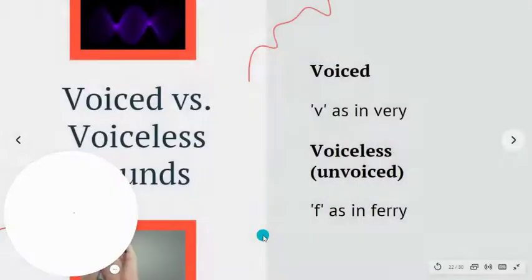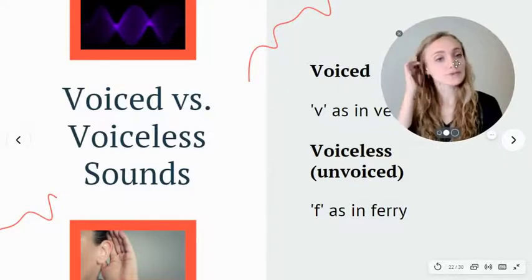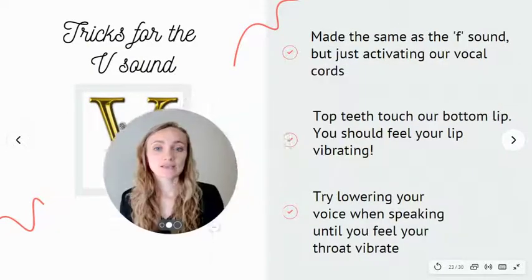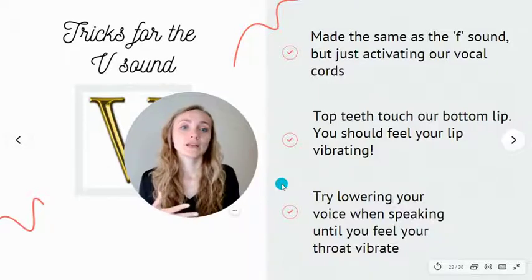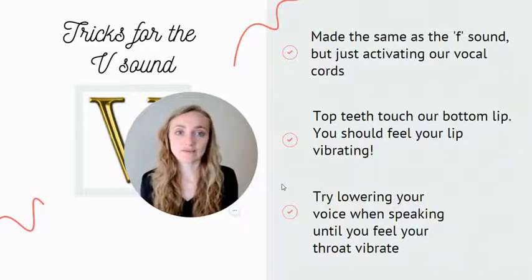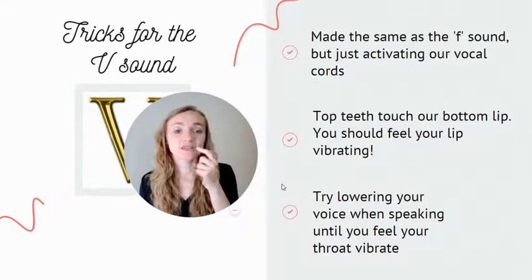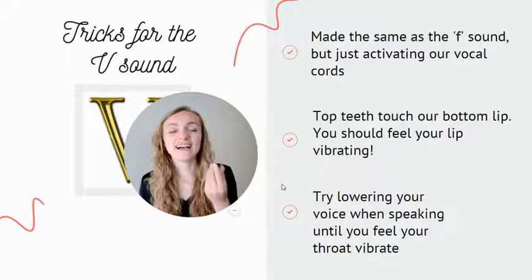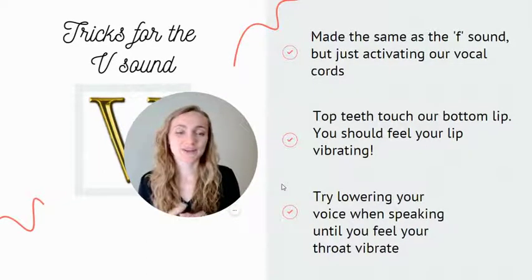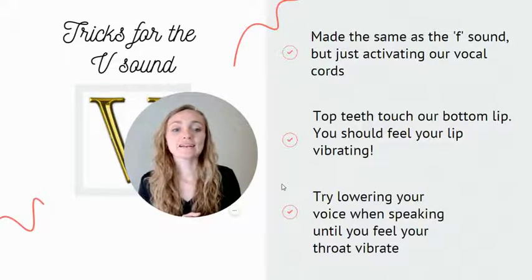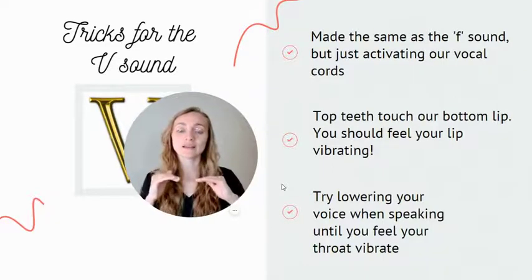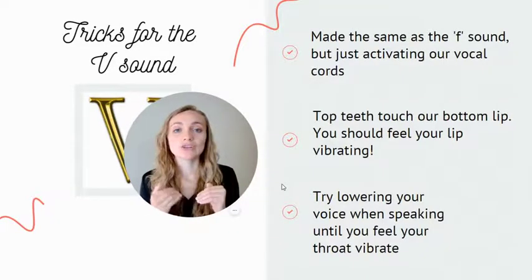So let's keep going, analyzing this V versus F. Here are some tricks for the V sound, okay? So like I said, it's the same as the F, but we just want to activate our vocal cords. We want vibration. And our top teeth touch our bottom lip, and you should feel that your lip is vibrating. It's like a tickle on your throat and on your lip. And if it's hard for you to make your voice vibrate here, try lowering your voice when speaking until you feel your throat vibrate, just so that you can start to learn how to control it.